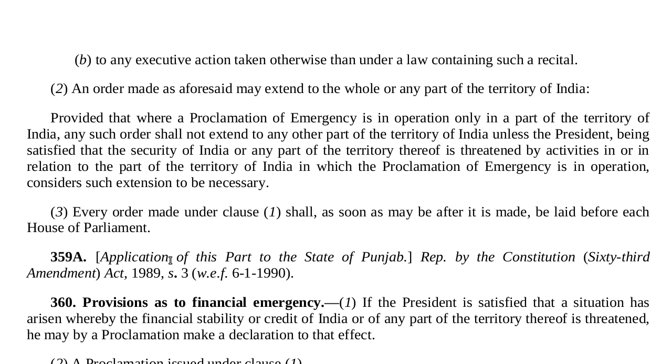Article 359A. Application of this part to the state of Punjab. Repealed by the Constitution 63rd Amendment Act 1989, Section 3, with effect from 6 January 1990.